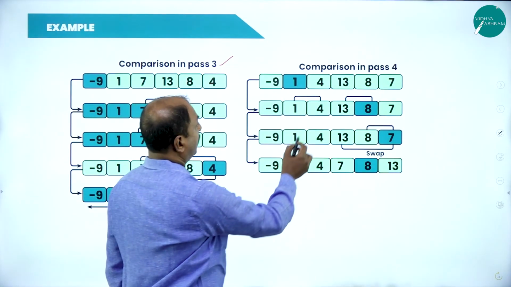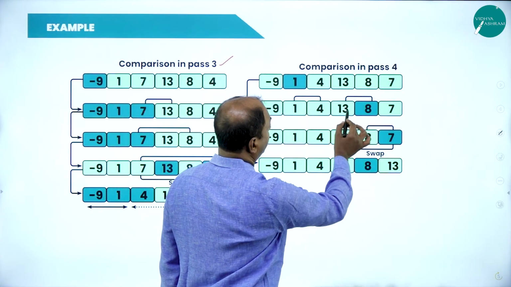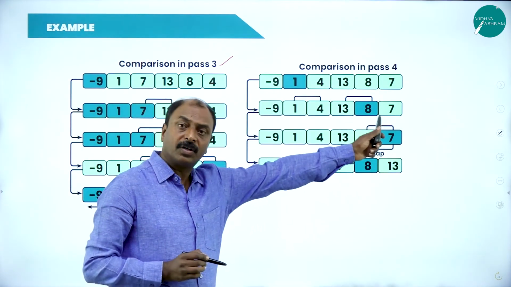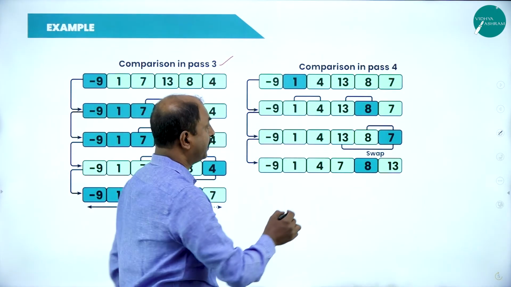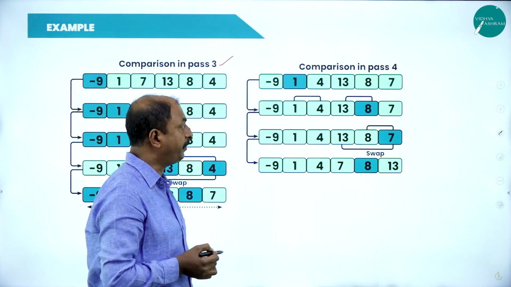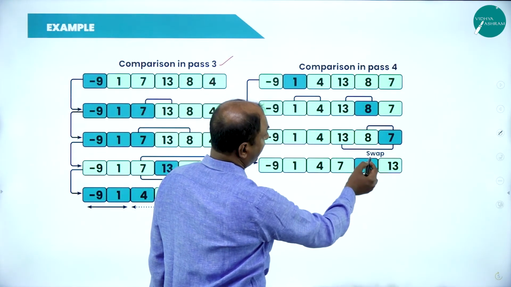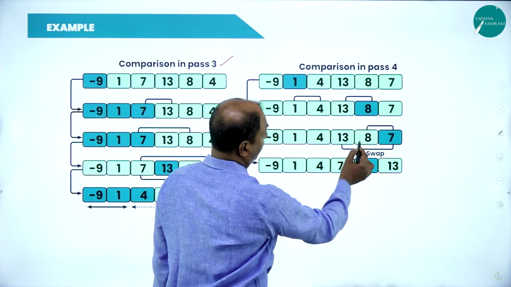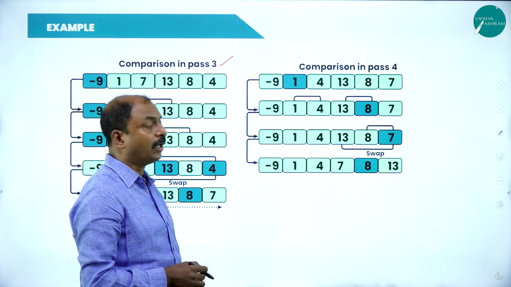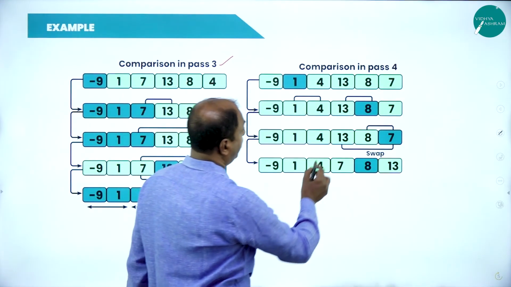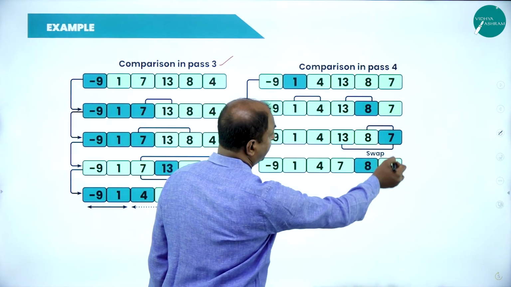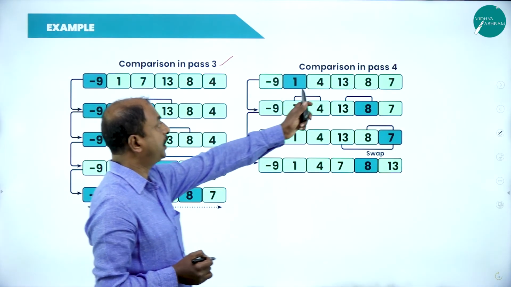Now we are going to compare the 13 and 8 here. So this is the unsorted part of the given list, 13 and 8 here. 8 is the smallest element. We have to mark 8 as the smallest element. Next step, we have to compare 8 and 7. 7 is the smallest element. So we have to swap the elements, we are interchanging this 13 and 7. So 7 comes to this position and 13 takes its position. So this is at the end of pass 4.